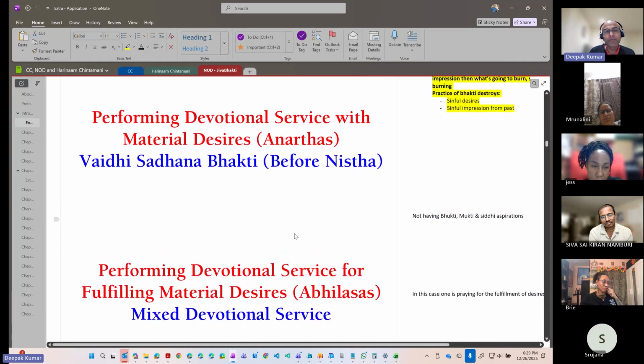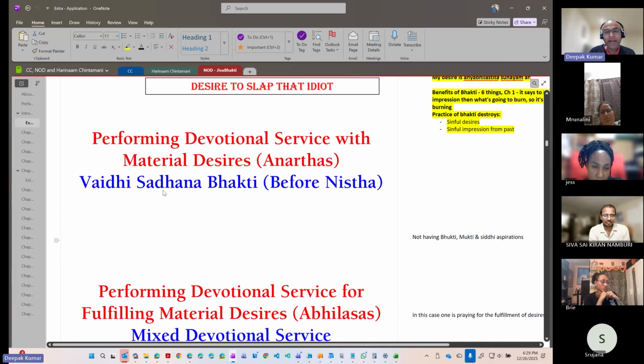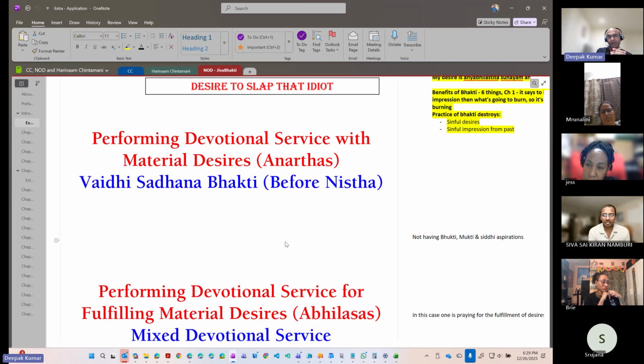So we should not perform devotional service with material desire, anarthas, and Vaidhi sadhana bhakti. Before Nishtha, what are the eight stages of the bhakti progression? Shraddha, Sadhu Sanga, Bhajan Kriya, Anartha Nivritti, Nishtha, Ruchi, Bhava, Prema. So Nishtha, which is the strong determination, only comes after Anartha Nivritti.